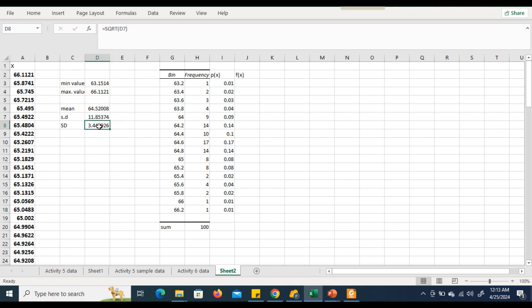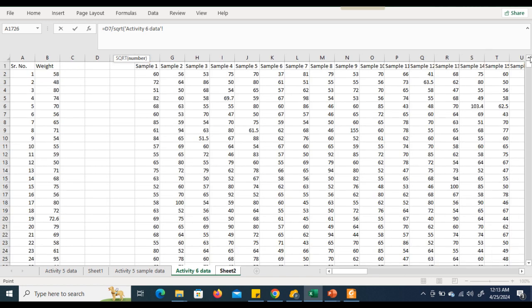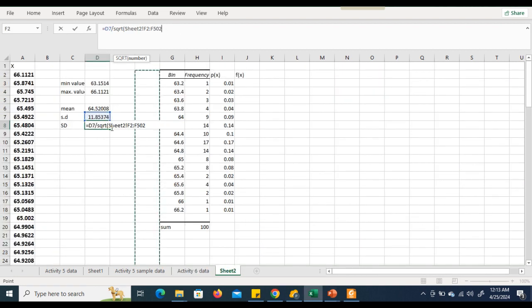Basically the formula is sigma, that is this value, divided by the square root of n. What is n? In this particular activity for the sample mean, we have taken around 500 observations, control shift down. How many observations have we considered? 500, from row 2 to 501. So what is our n here? Here n is 500.